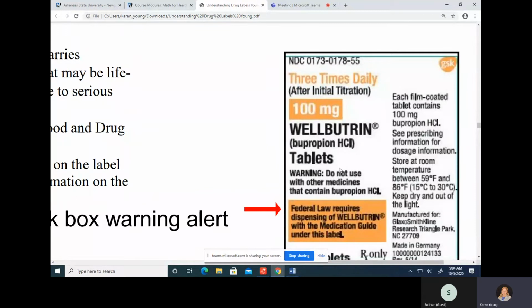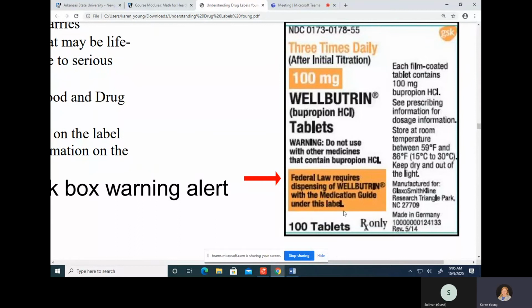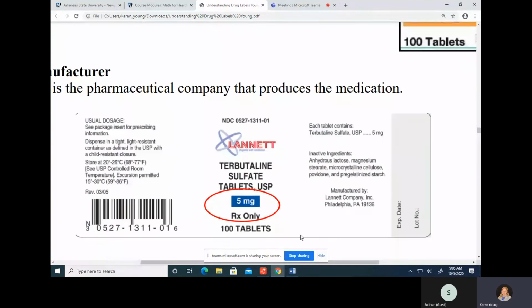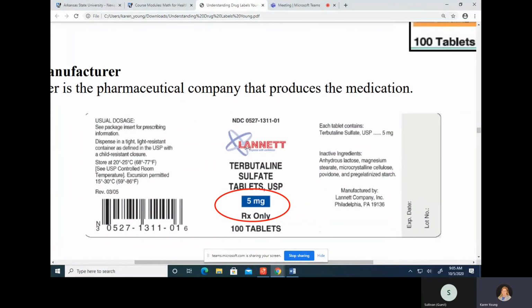Now, these are in tablets, right? So what is my supply dose? 100 milligrams per tablet. And again, the black box warning, this one's in orange. Sometimes they're just highlighted in red. It's another black box warning, but they're going to stand out. The manufacturer, why I had that 5 milligrams labeled. I talked about the manufacturer. This is Lannett. And then here it tells you down here, manufactured by.